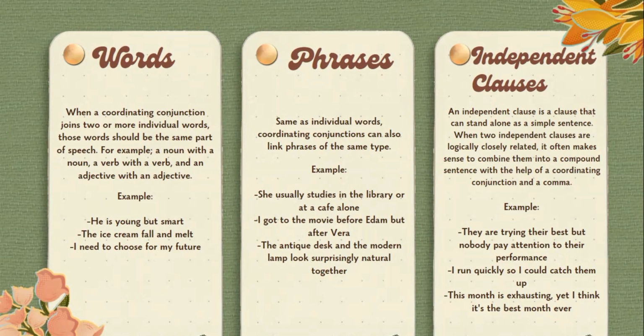And the last is independent clause. An independent clause is a clause that can stand alone as a simple sentence. When two independent clauses are logically closely related, it often makes sense to combine them into a compound sentence with the help of a coordinating conjunction and a comma. For the examples: they are trying their best, but nobody pays attention to their performance. I ran quickly so I could catch up with them. This month is exhausting, yet I think it's the best month ever.